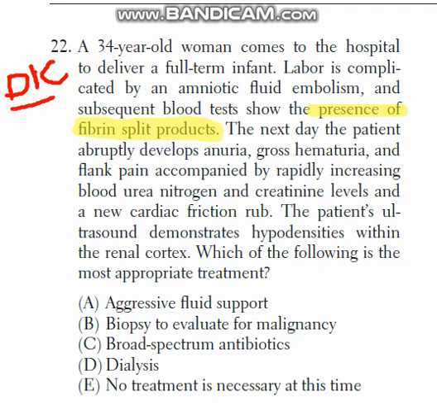So if you look at this case, the next day the patient abruptly developed anuria. The patient has anuria, gross hematuria, and flank pain. It means that the infarction or the problem is with the kidney, accompanied by a rapid increase in blood urea nitrogen and creatinine. Blood urea nitrogen and creatinine show that the renal function is not okay now. The kidneys fail to perform their function, and there is a new cardiac friction rub. I will explain why after I complete some other points.